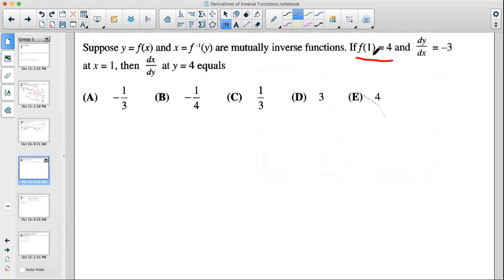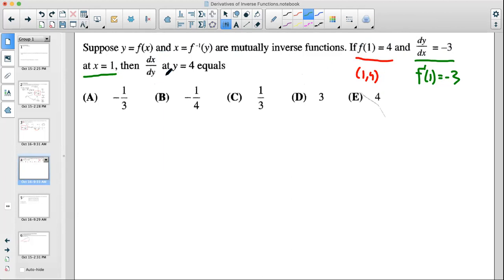This is the point (1, 4). And this dy/dx equals -3 at x equals 1, the part I'm underlining in green, is telling me that when x is 1, the derivative of y is -3. That's like saying f prime of 1 is -3. Oh, sorry, f prime of 1 is -3, not f of 1.